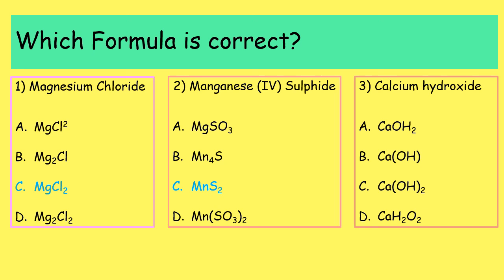And finally, for calcium hydroxide, hydroxide is OH with a valency of 1, and that's on page 8 of the data booklet, and calcium is in group 2 with a valency of 2. When you swap them over, you should end up with Ca, open brackets, OH, close brackets, 2.